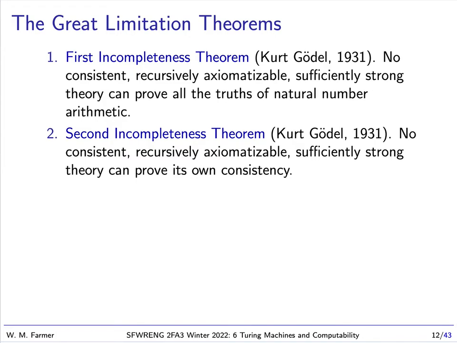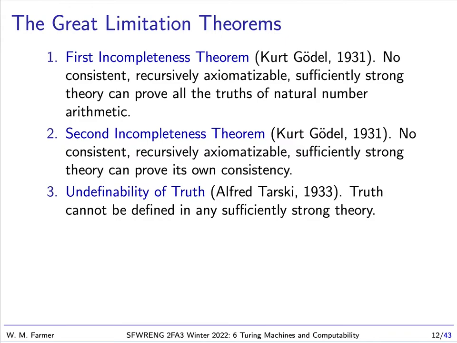If we're trying to figure out if our given theory is consistent or not, we'd like to be able to prove that it's consistent. If we have a theory that's consistent, recursively axiomatizable, and sufficiently strong, we can't prove in that theory that it's consistent. We can only prove it's consistent in a stronger theory, and then that begs the question, is that stronger theory consistent? So that's the second incompleteness theorem.